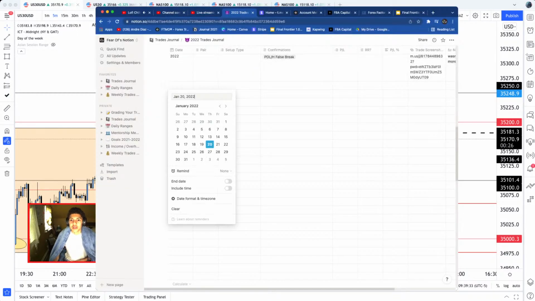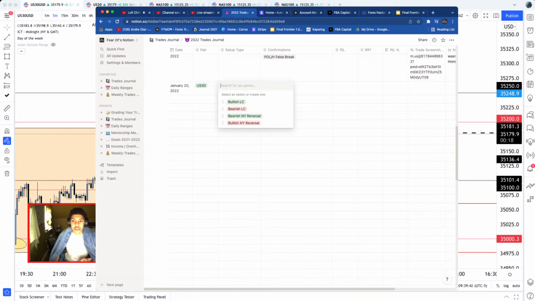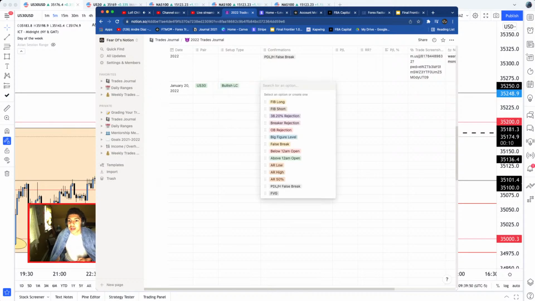I would put today's date, which is the 20th, US 30, the pair that I traded. The setup: this was a bullish London continuation. Would I say London continuation? I would say bullish London continuation, yeah. The confirmations I had, I would put, we were buying below the 12 a.m. open. Did we buy at the 50%? We bought damn near close to the Asian range 50%, but I'm not going to say that.